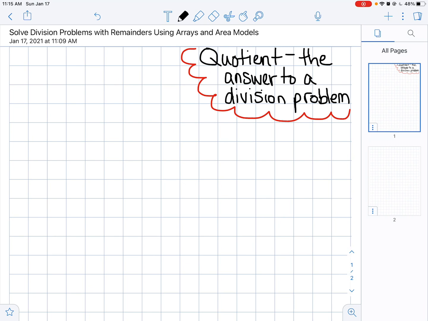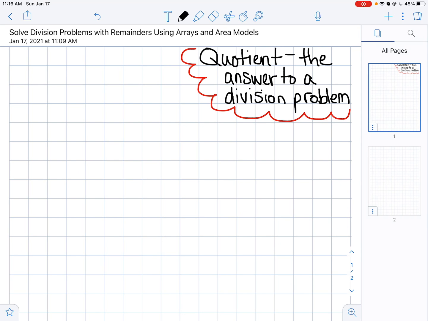One of the terms that you're going to see popping up today is the quotient. I just want to remind you that the quotient is the answer to a division problem. Remember, a sum is the answer to an addition problem. Difference is the answer to a subtraction problem. Product is the answer to a multiplication problem. And a quotient is the answer to a division problem. So if you see quotient, they're looking for the answer.